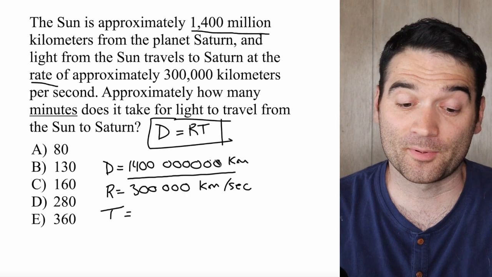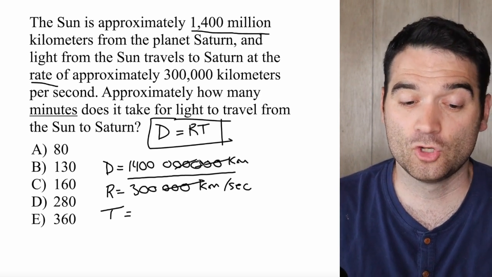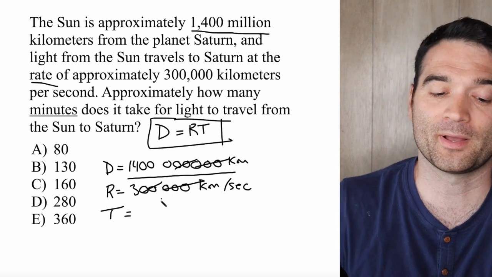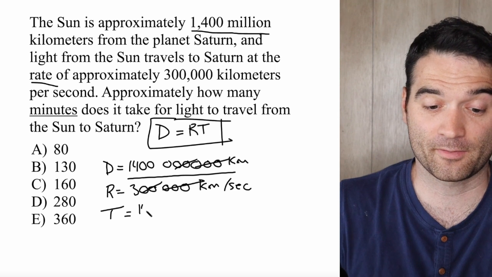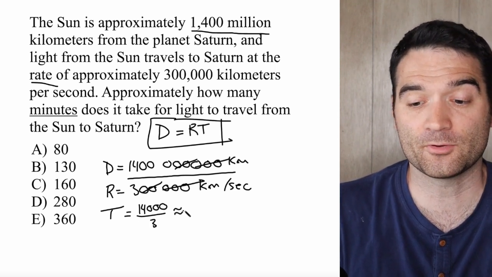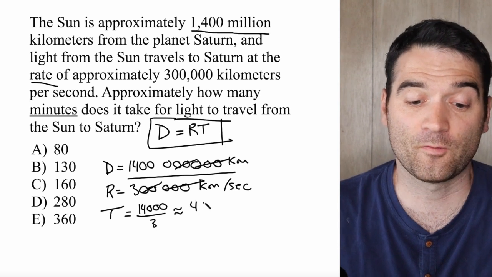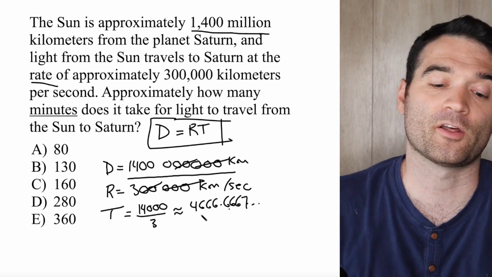And I can start by chopping off the zeros. Chop, chop, chop, chop off 2 more zeros there and 2 more zeros there. What am I left with? I'm left with 14,000 divided by 3, which comes out to approximately 4666.6667, and on and on.